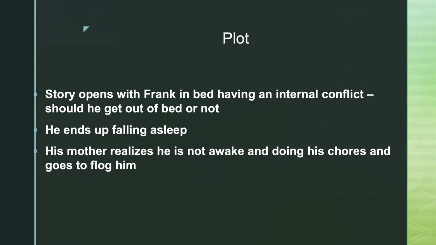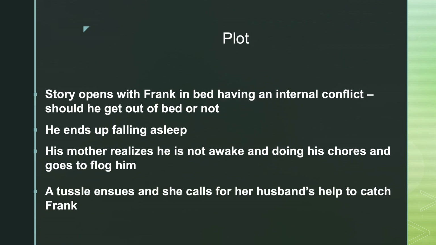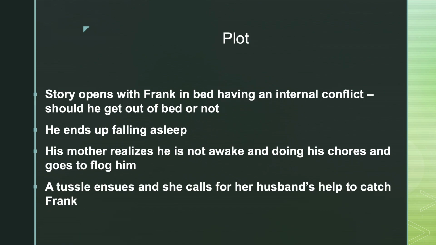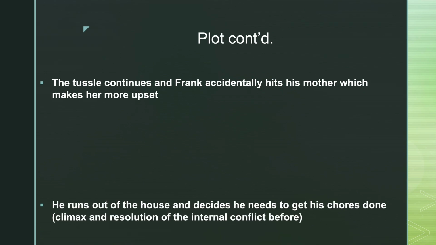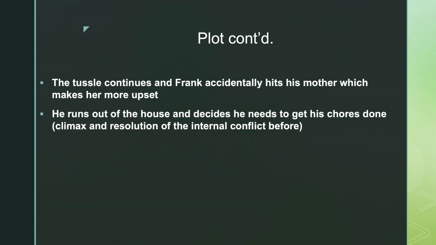Now, we spoke about suspense as well. So by now, in reading, you should be saying, oh my gosh, Frank is asleep. His mother is going to flog him. You know, there should be that level of excitement, anxiety, anticipation, that heightened emotion coming to the fore when you get to this part of it. A tussle ensues. She calls for her husband to help to catch Frank. But Frank is hiding underneath the bed, and in the tussle that is continuing, he ends up hitting his mother accidentally, and of course that makes her more upset.